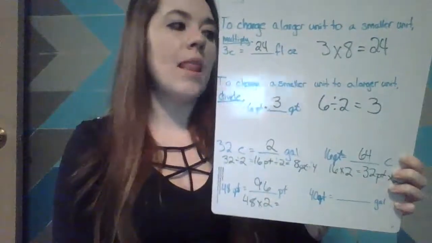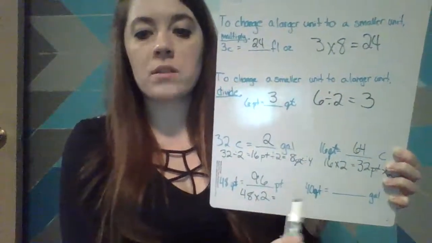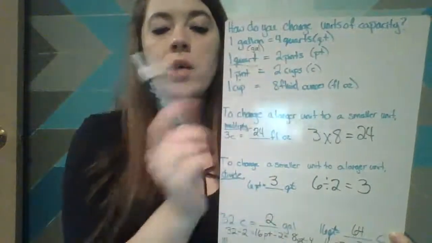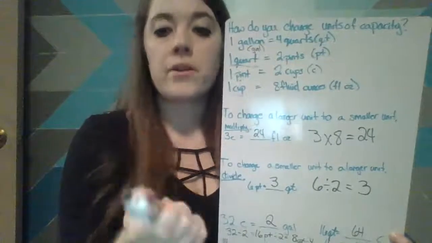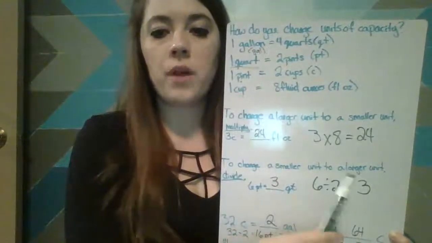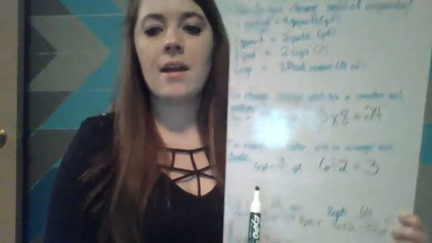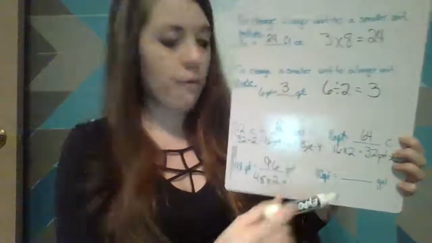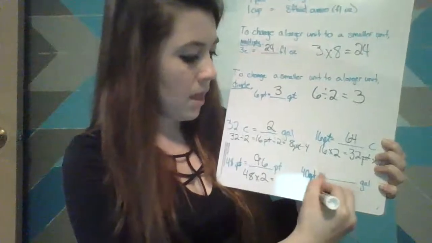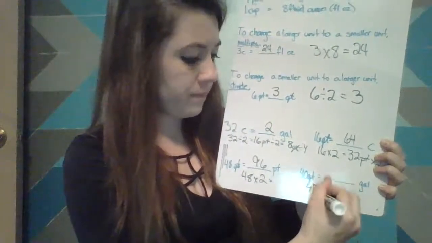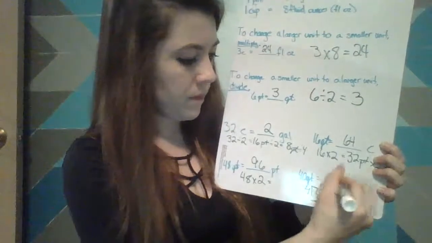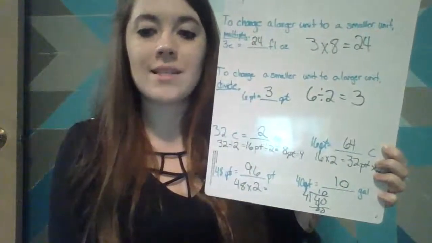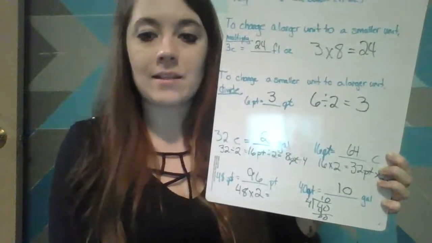All right, and our last one, we are going from quarts to gallons. So looking back up here, are quarts bigger or smaller than gallons? They are smaller. So remember, smaller to larger, we divide. So looking up here, 1 gallon equals 4 quarts. That means we're going to take our 40 and divide it by 4. So that will give us 10 gallons. So 40 quarts is the same thing as 10 gallons.